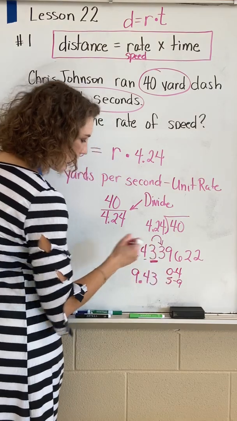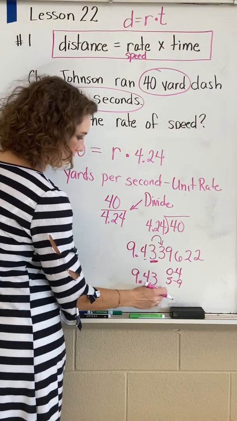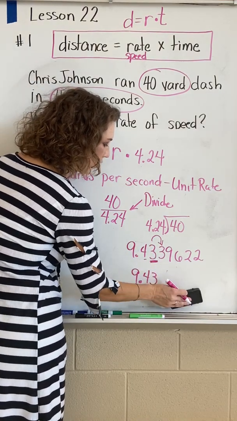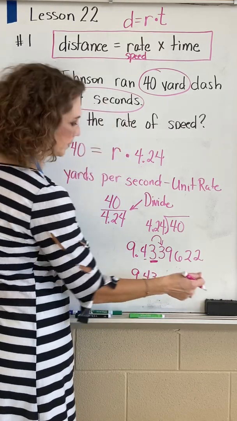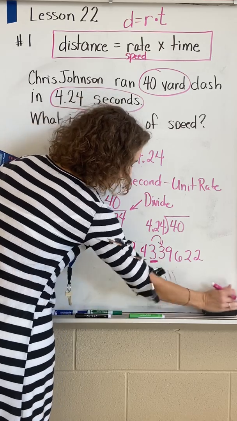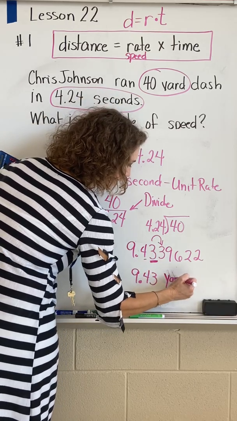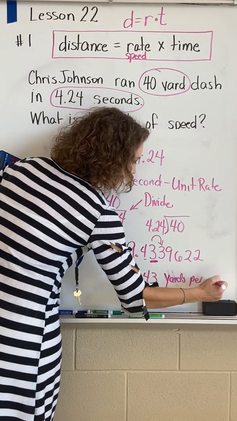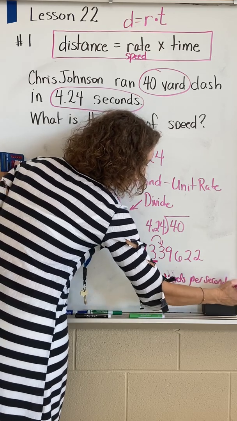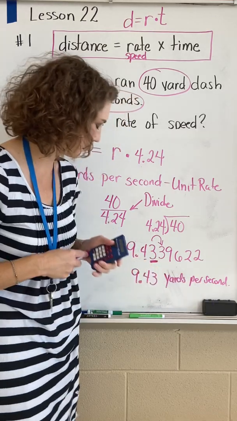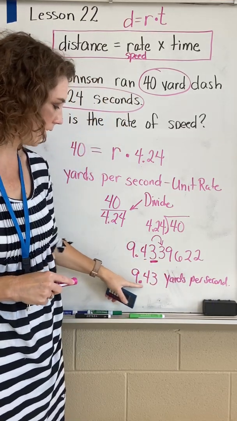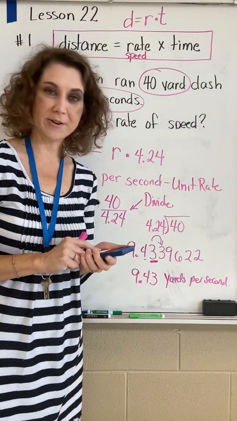9.43, or 9 and 43 hundredths, yards per second, not meters per second. And I think I already typed yards per second in the answer box, so you just have to put the answer, 9 and 43 hundredths. Okay, we're going to do another one.